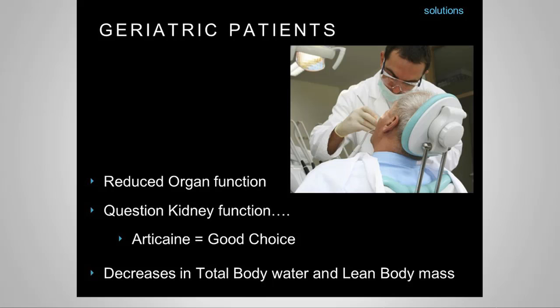So again, think about patients who have any kind of poor kidney function. You're going to have to move over to an articaine type anesthetic because of where and how it's metabolized. So really important. Any kind of patients who have compromised kidney function, use articaine.